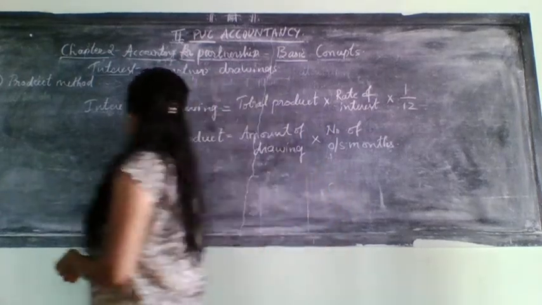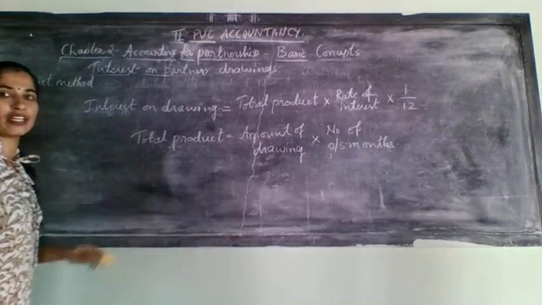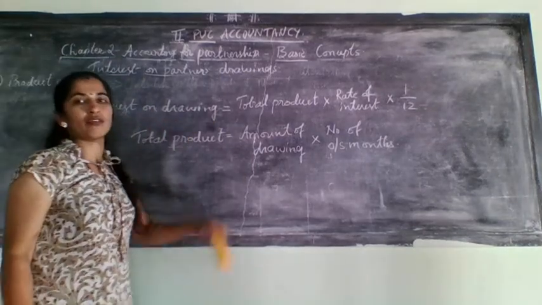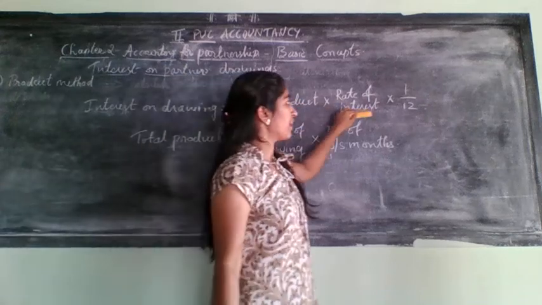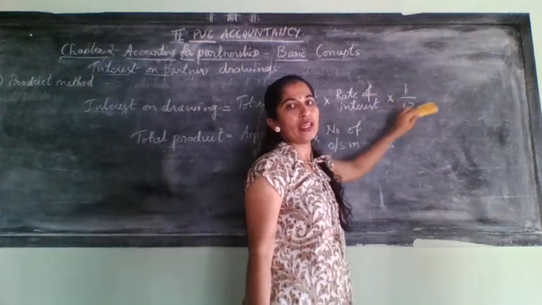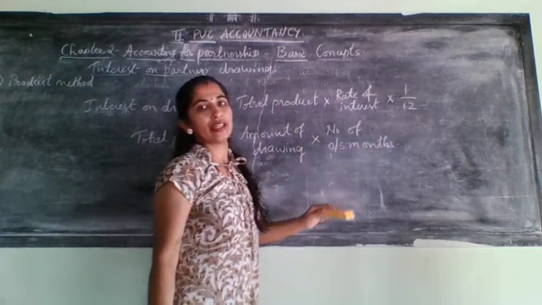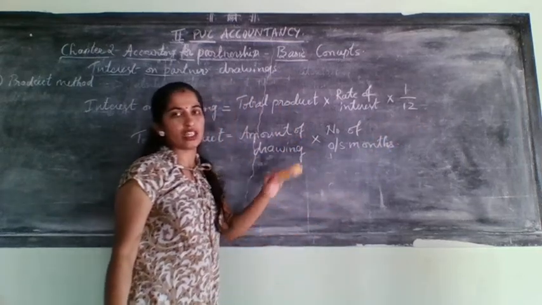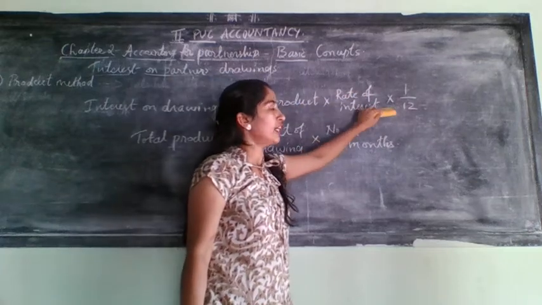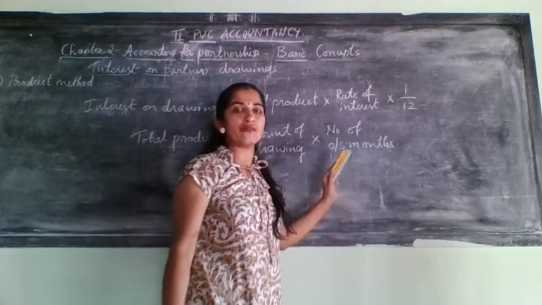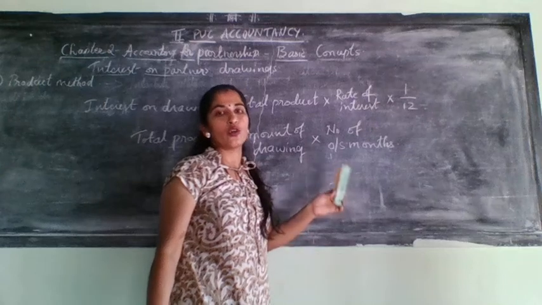So under the product method, the calculation of interest on drawing will be: the formula for that is total product into rate of interest into 1 by 12. This is almost the same as the direct method, but with slight changes in the formula. Total product into rate of interest into 1 by 12. That means first we need to find out the total product.